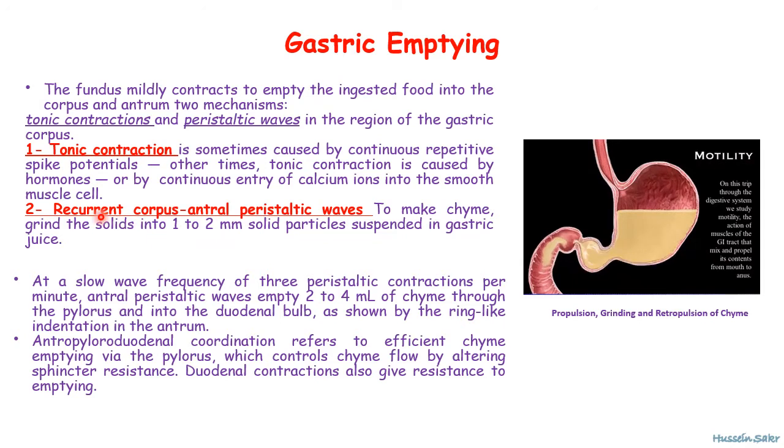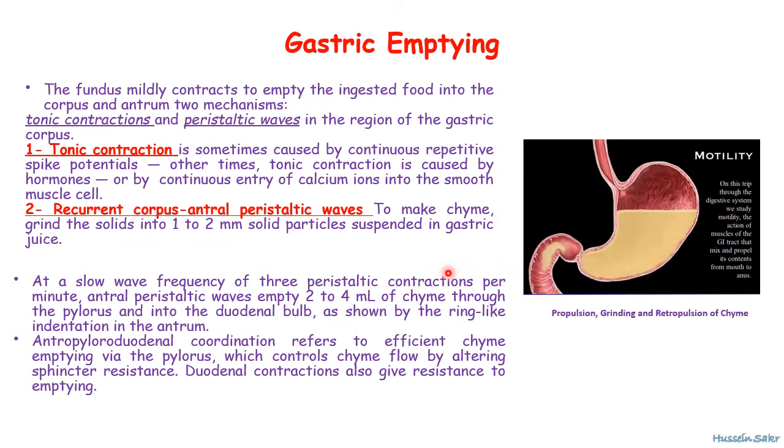This continuous spike potential will produce tonic contraction of the fundus. At the same time, there are recurrent corpus antral peristaltic waves, and this usually makes the chyme grind into 1 to 2 millimeter solid particles suspended in the gastric juice. So the recurrent corpus antral peristaltic wave makes grinding of the gastric contents into 1 to 2 millimeter solid particles suspended in the gastric juice.